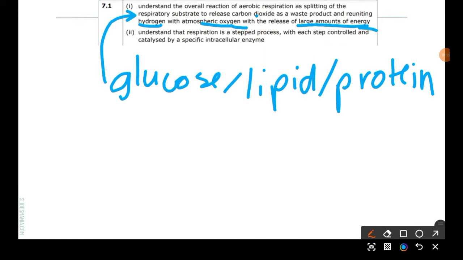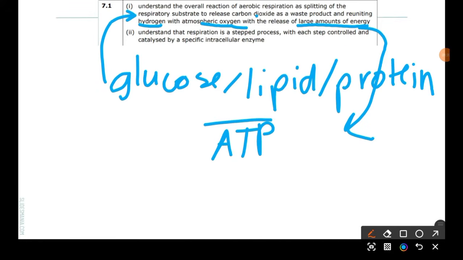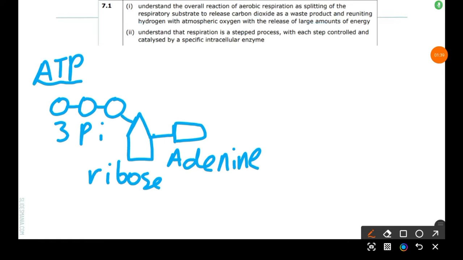So what is this energy? This energy is actually a molecule named ATP. ATP is adenosine triphosphate. How is this energy released? So an ATP molecule looks like this. It has 3 phosphates, that's why it's called a triphosphate.